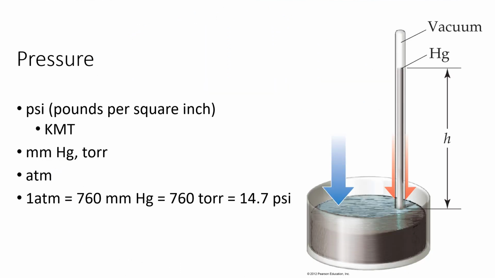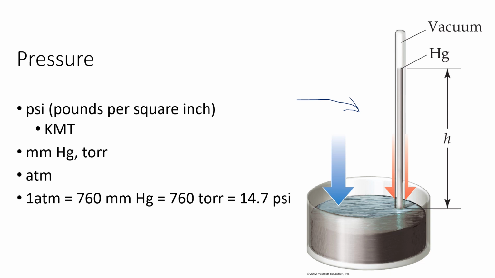The pressure of a gas, according to the kinetic molecular theory, is the force that's exerted by the collisions of the gas particles with the walls of the container. In the lab, one of the instruments that's used to measure gas pressure is illustrated over here in this diagram. It's called a barometer. It's a tool that's used to measure pressure.